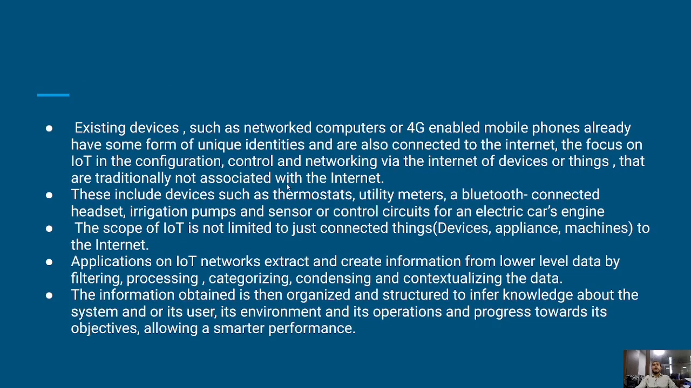So some of these things can include thermostats, utility meters. It can be a Bluetooth connected headset, irrigation pumps, sensors, control circuits. All these kinds of things can be connected to the internet, and that is what Internet of Things is.